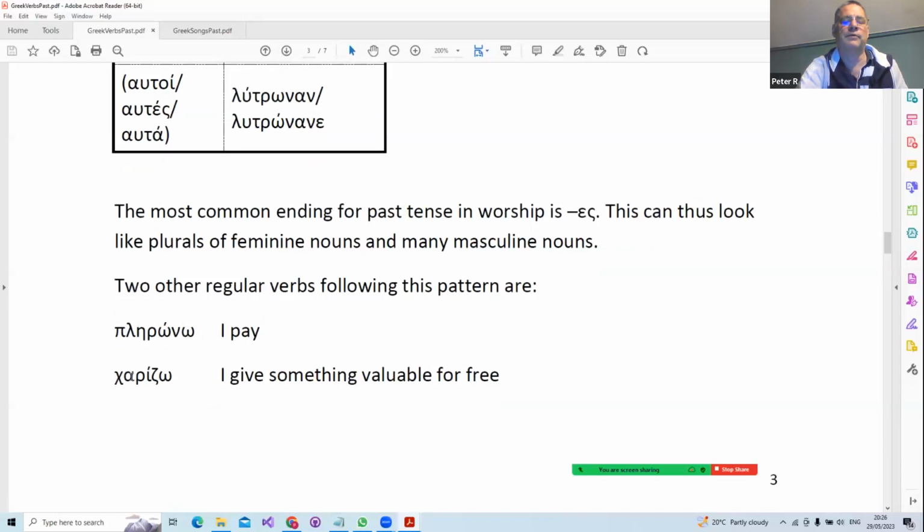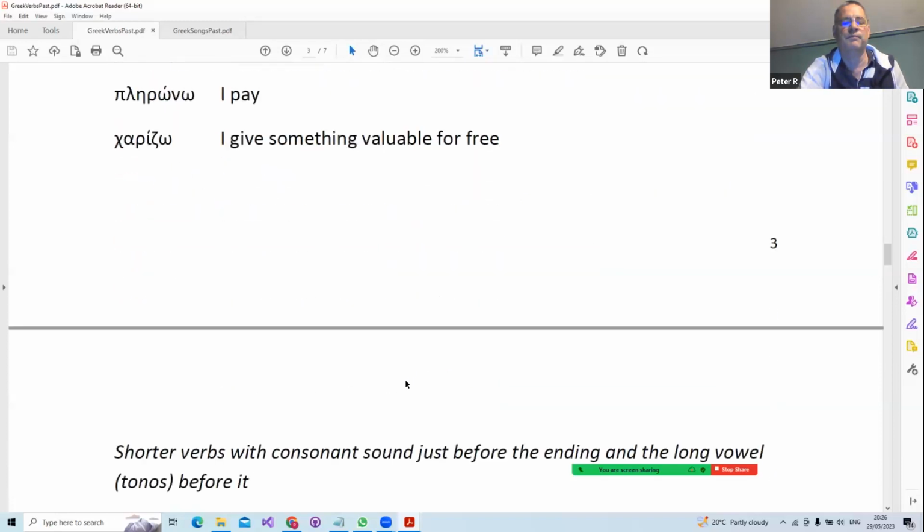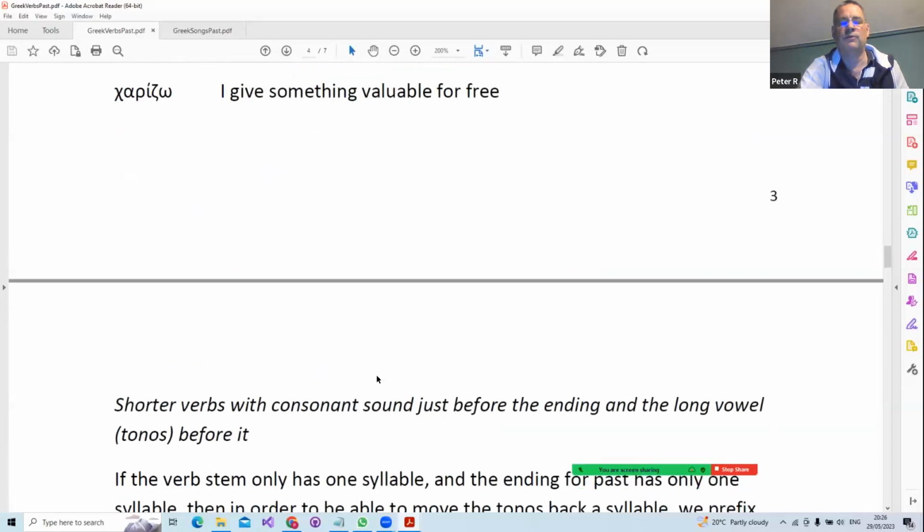And hariso, which really comes from haris. So this is to do with grace, so that I'm giving something valuable for free. I do really like this verb. It's much better than dino, which is just I give. You're emphasizing the value of the thing and the fact that it's free. It's a great verb. Probably my favorite verb of all the verbs.